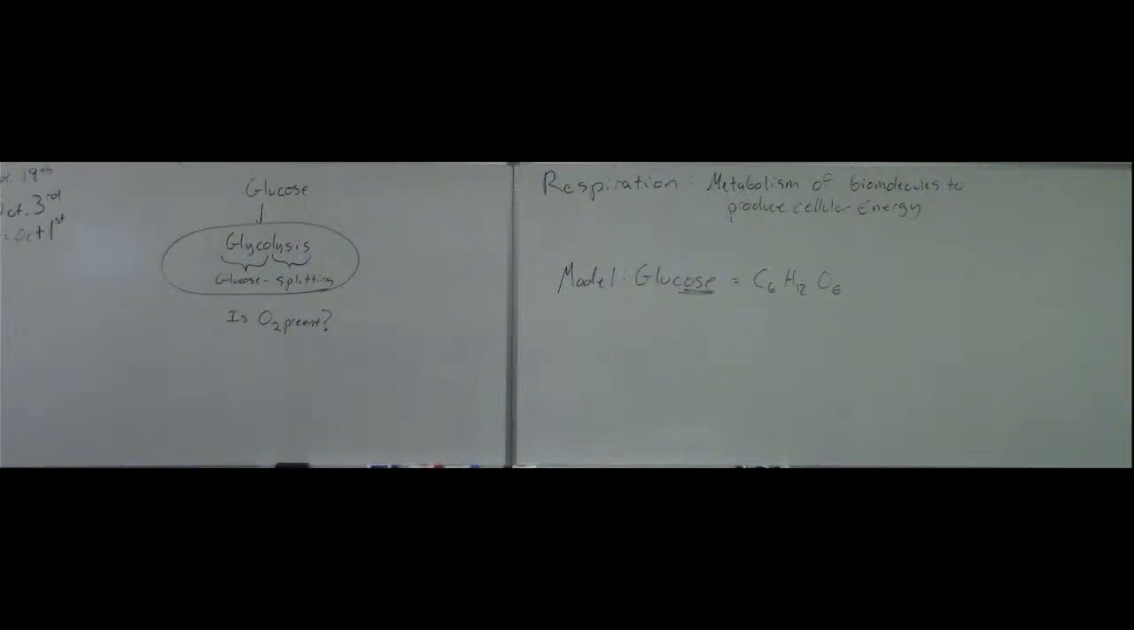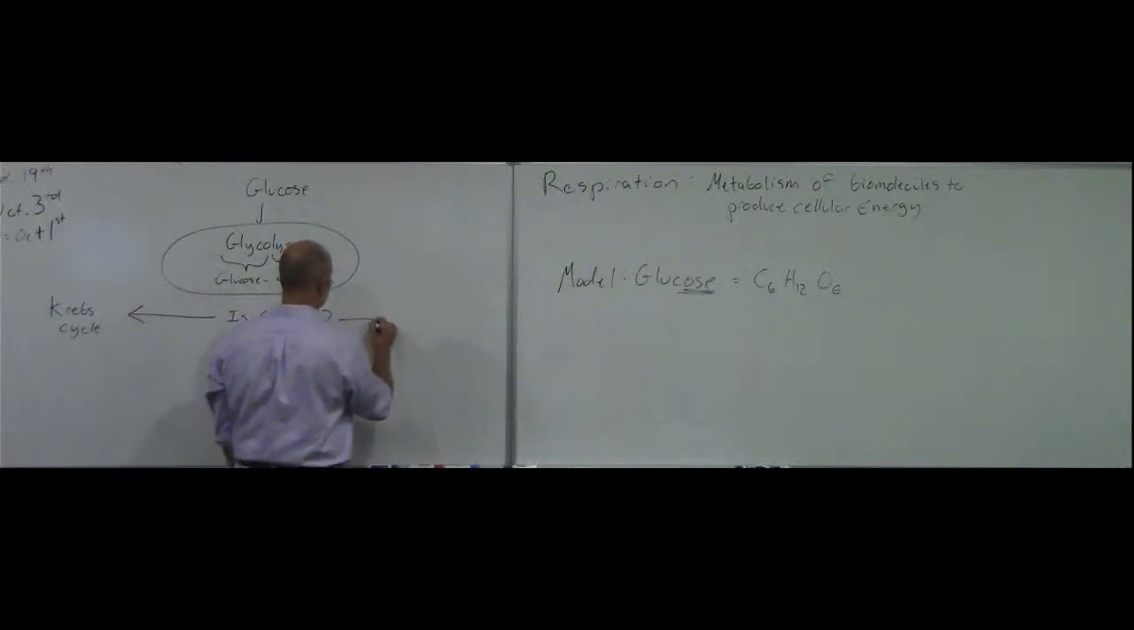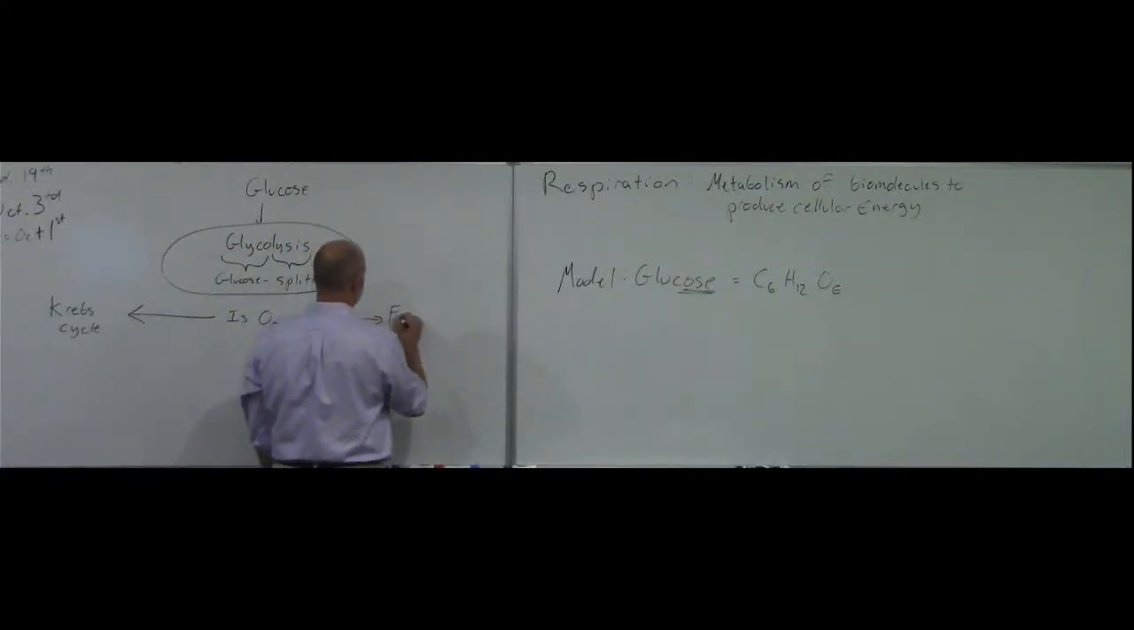Is O2 present? If yes, go over here. If no, go over here. Let's follow the yes first, okay? If yes, then we're going to go into what's called the Krebs cycle. If no, then we're going to go into fermentation.